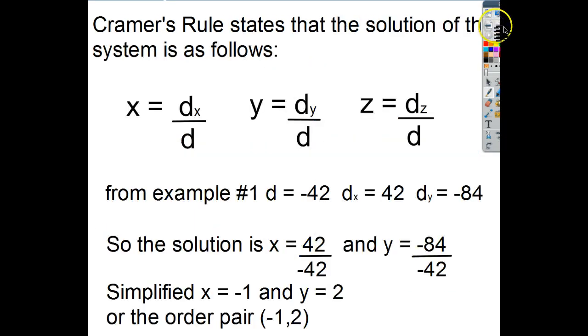Next page. Cramer's rule states that the solution of the system is as follows: the x-coordinate of our solution is going to be the D sub x answer divided by the D answer. The y-coordinate of our ordered pair is going to be the D sub y answer divided by the D. And if we had a system of 3 equations and 3 variables, the z would equal D sub z over D. Well, we didn't have one in this first problem. So in example 1, D was equal to negative 42. D sub x was equal to 42, and D sub y is 84.